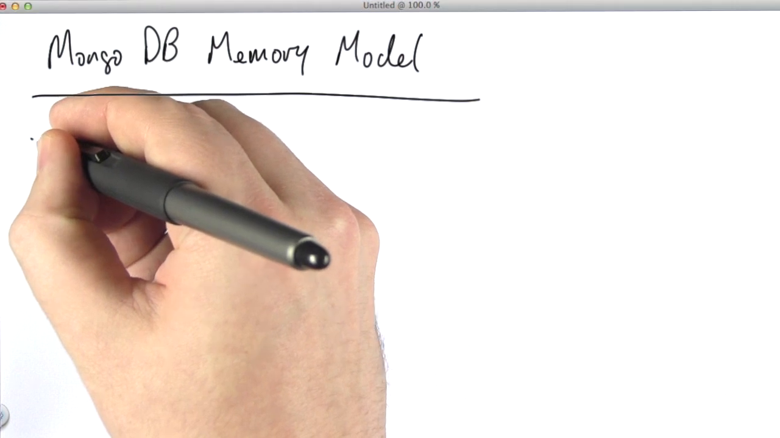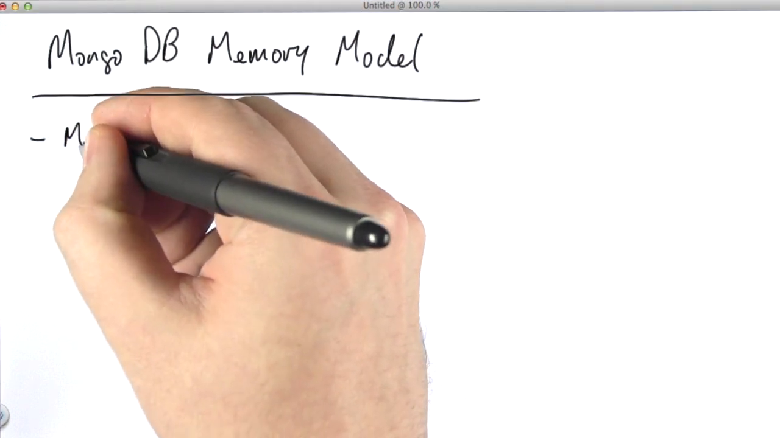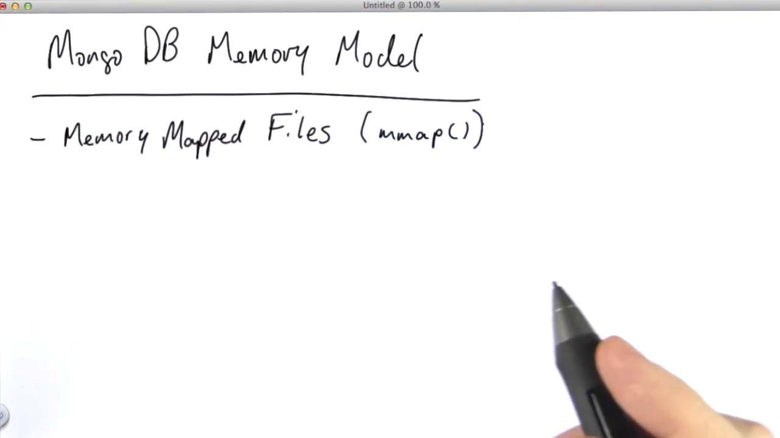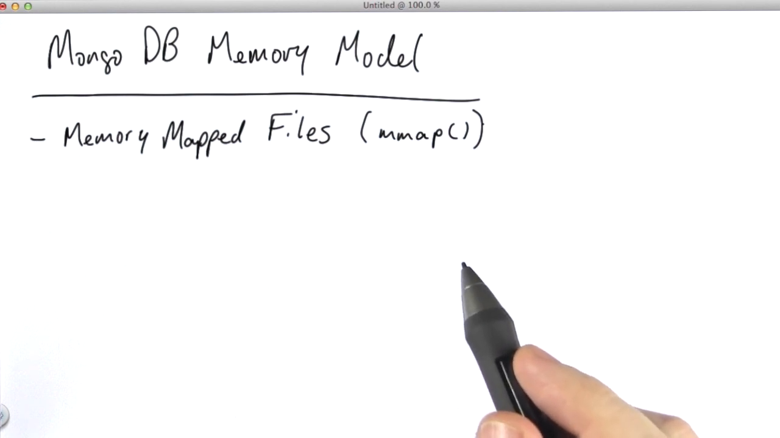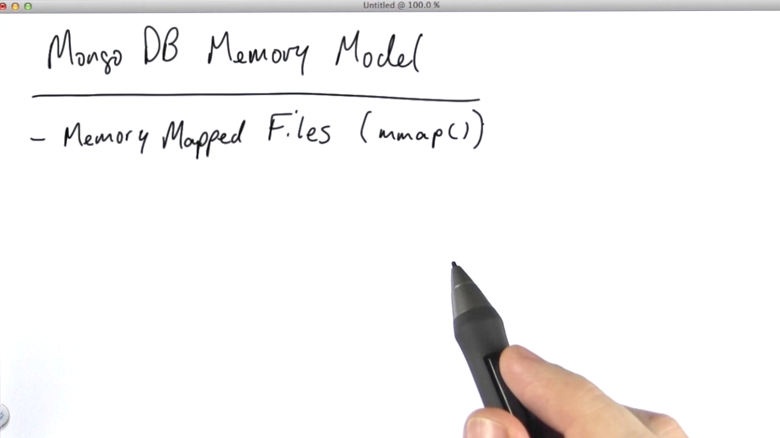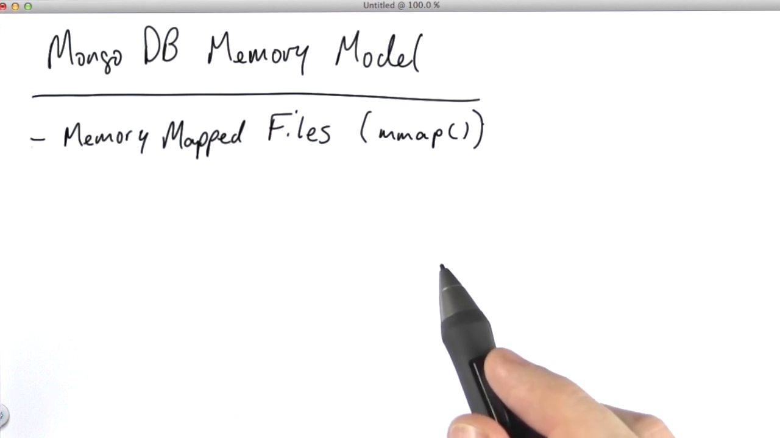So the first thing to mention is that MongoDB uses memory mapped files. The memory mapped files are essentially implemented using the mmap system call. And what that means is when you call mmap on a series of files, in this case the MongoDB data files, those files are not entirely read into RAM. They don't actually touch physical memory at all.